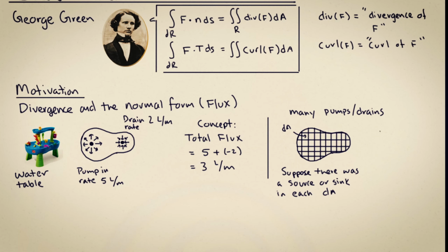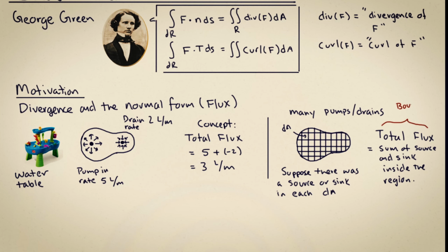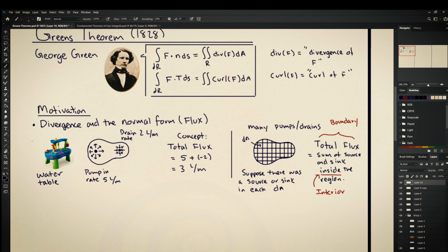I want to point out that this conclusion is a relationship between objects that are going on inside the region and a rate at which something is happening on the boundary of the region. So this is Green's theorem. I think that when you view it in this simple form, it seems really obviously true.